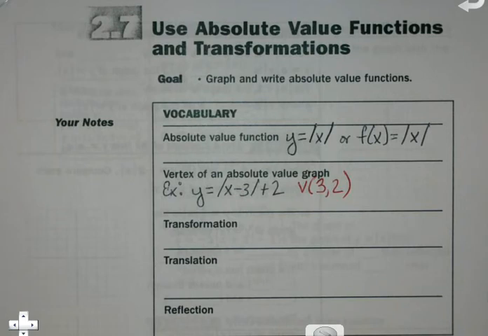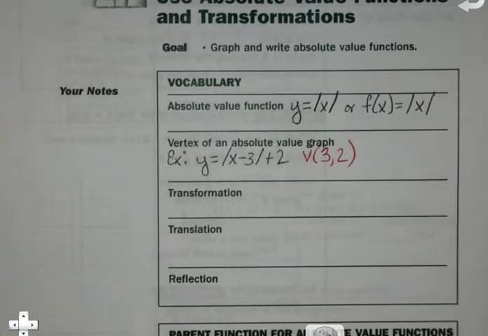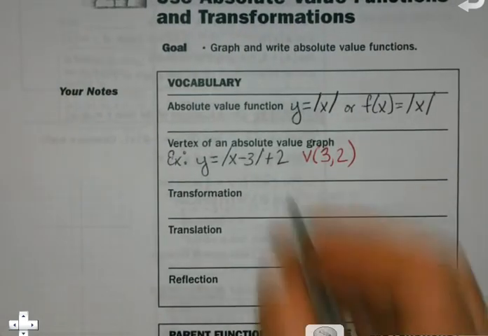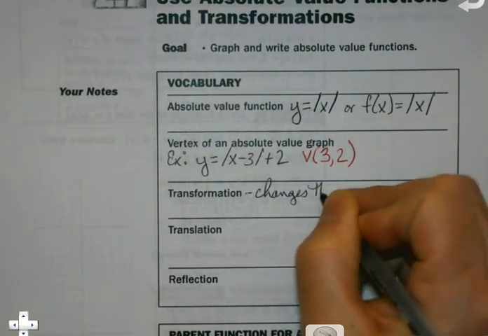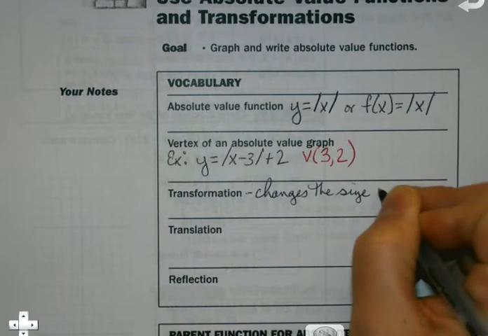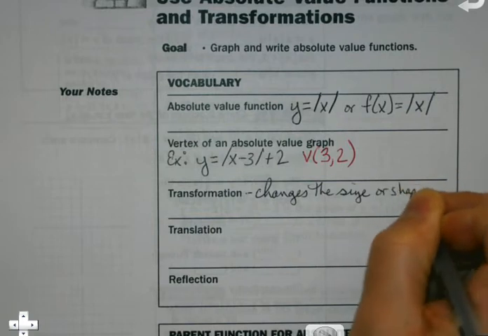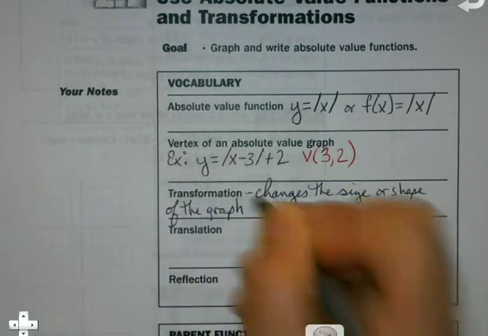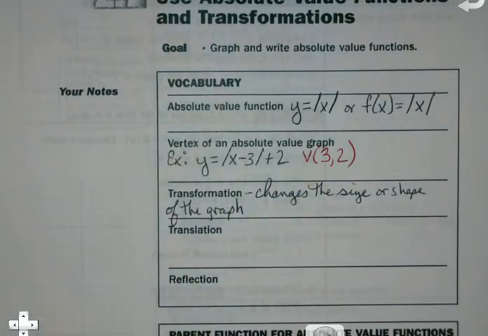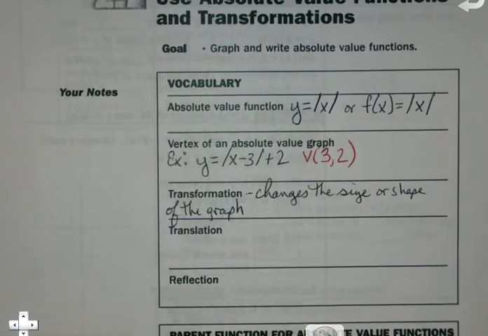And then a couple fancy words. A transformation. Ooh. Okay. It changes the size or shape of the graph. In other words, it might make it skinny, it might make it fat, we don't know. But how I find that, and we're not going to get into all the fancy A and X and H and all that other funny stuff, so I'm just going to tell you where to find it.